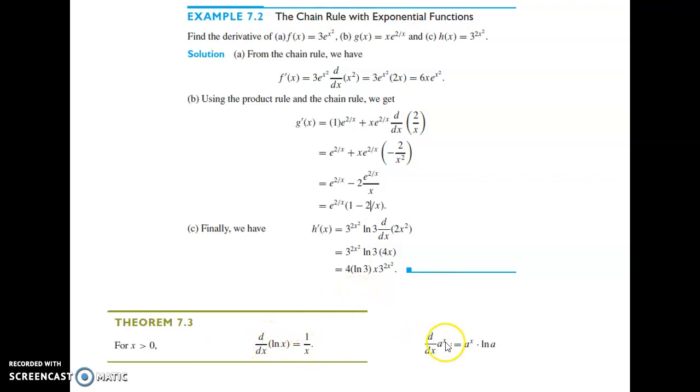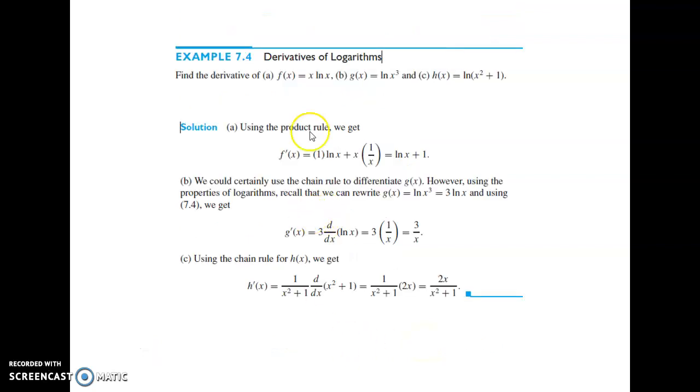And then the two most important derivatives: the derivative of natural logarithmic function, that is the derivative of ln x is 1 divided by x, and the derivative of e to the power x is e to the power x. Same, see, derivative of logarithms. Find the derivative of x ln x, then ln x cubed, then ln of x squared plus 1. See how we are finding the derivative of this where the logarithms are involved.